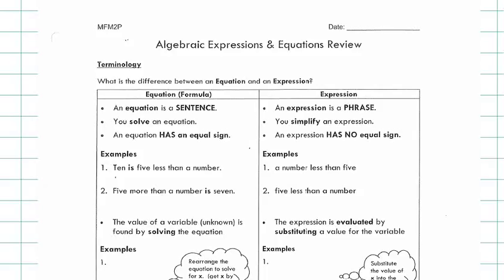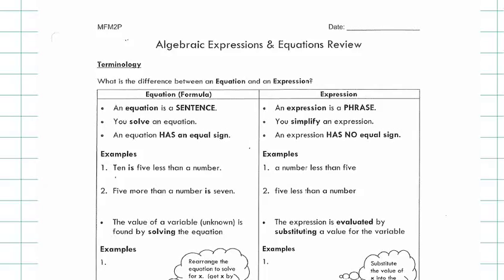So in today's lesson, we're going to compare algebraic expressions and equations. Okay? So when the question is saying find an equation or find an algebraic expression, just switch to. So an equation is basically a formula. Okay? Equation comes from the word equal. So you must have an equal sign in that equation. An equation is a sentence. So you solve an equation and it has an equal sign in it.